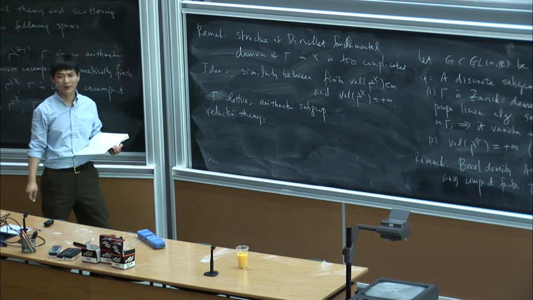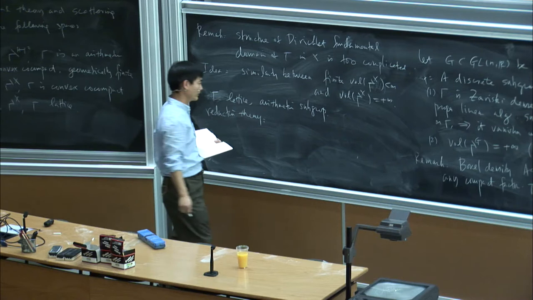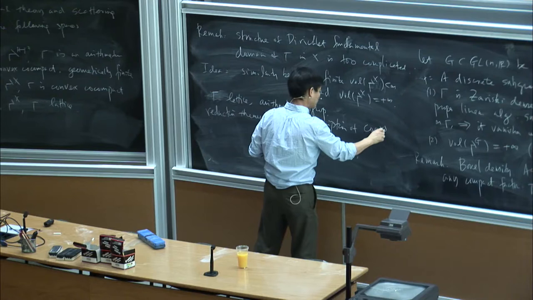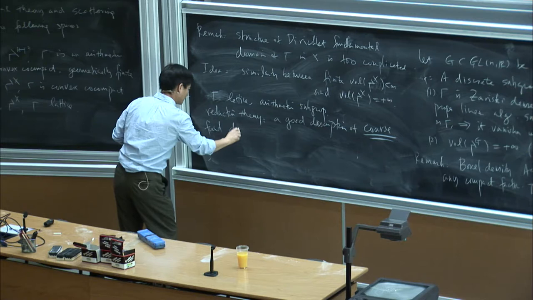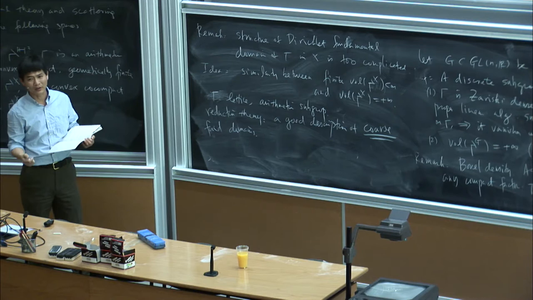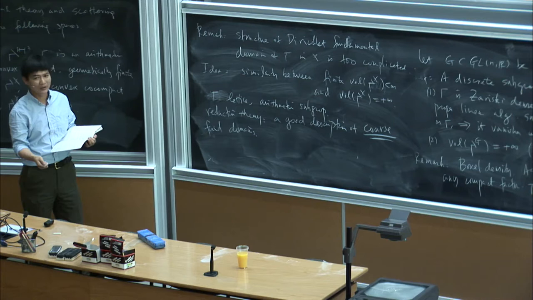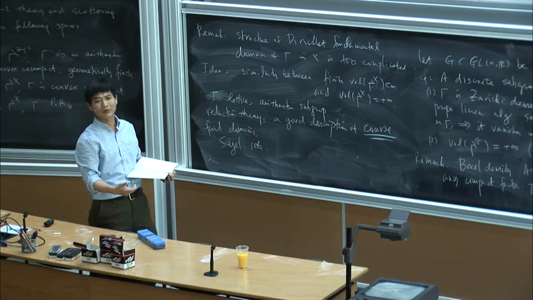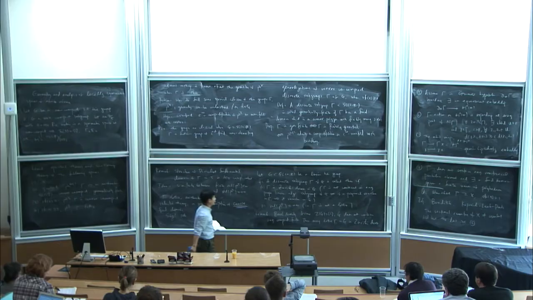Now, what is reduction theory? Reduction theory is not about the fundamental domain. It's about the coarse fundamental domain. It's a good description of coarse fundamental domains. You see, in many cases, we don't need a fundamental domain. We only need a coarse fundamental domain. But the coarse fundamental domain must have very good structure. That's the so-called Siegel set. Okay. Let me describe it very briefly, since some of you may not be familiar with Siegel sets. And so this is quite important.